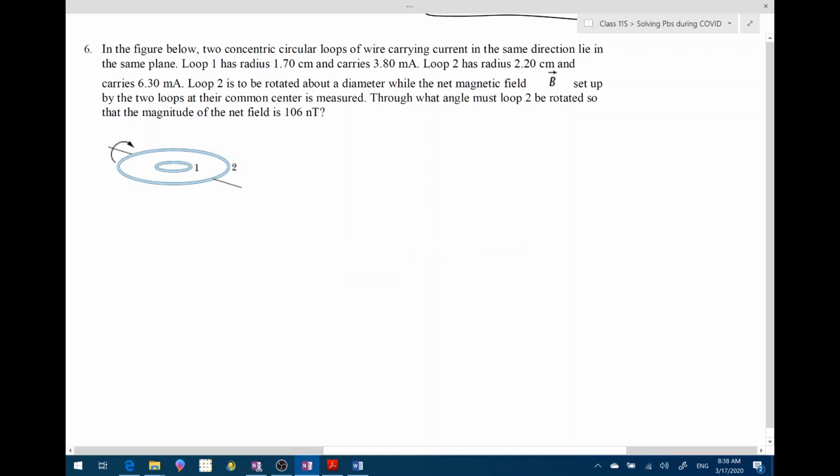Well, trying to deal with number 6 in the same sheet. If you take a look at the figure below, we have two concentric loops. Loop 1 has a radius of 1.7 centimeters, and it carries a current of 3.8 milliampere, and it's made of one loop, while loop 2 has a radius of 2.2 centimeters and it is traversed by a current of 6.3 milliampere.